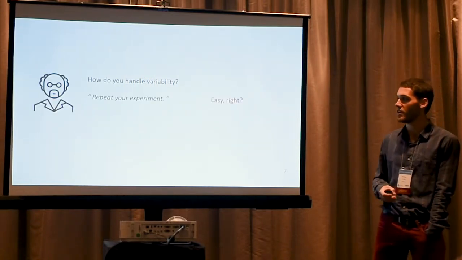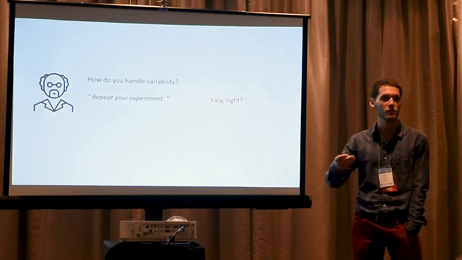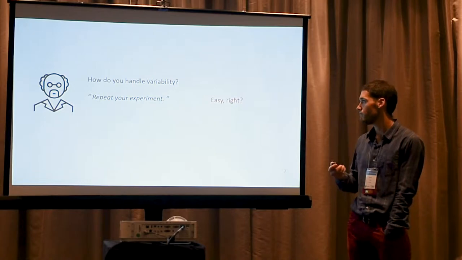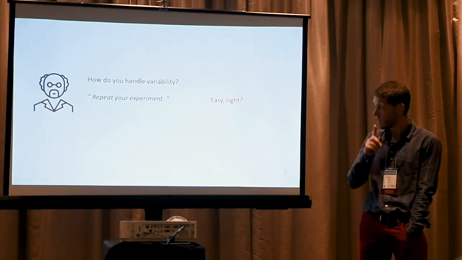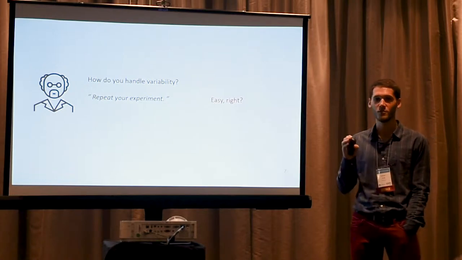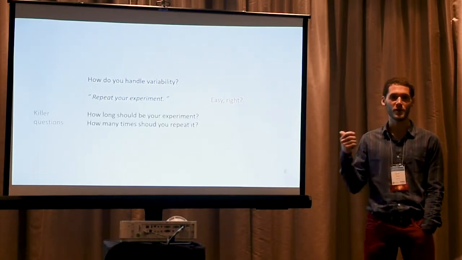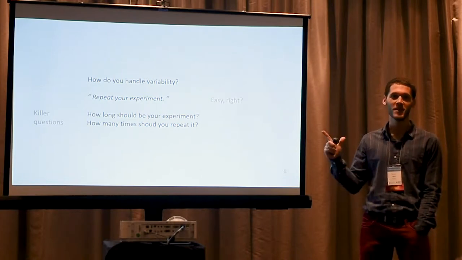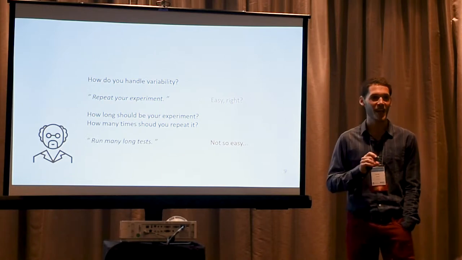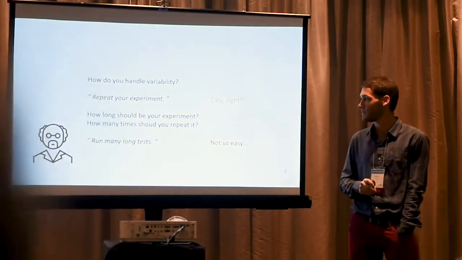The typical answer is you repeat your experiment, right? You do the thing multiple times, and therefore you expect to temper the variability by having many, many results. Okay, fair enough. I want to repeat my experiments, and then quickly enough, you will face what I call the two killer questions. How long should you run your experiment, and how many times should you do it? Well, as far as I know, there is today not really a good answer to those questions.